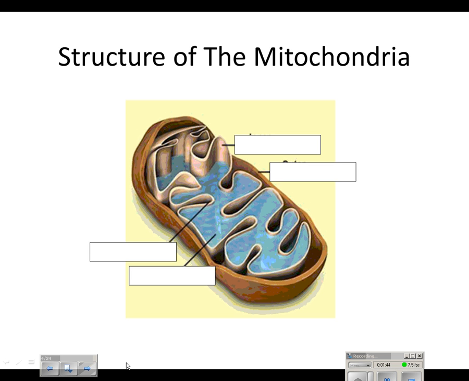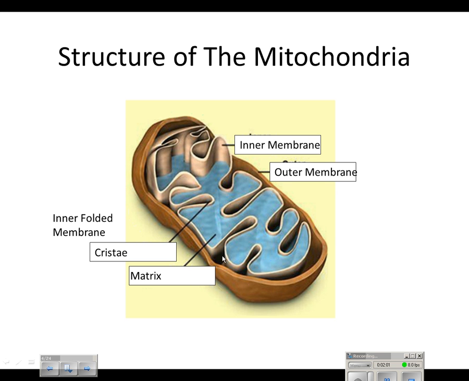So let's look at the mitochondria where all this takes place. Here's your overall structure. We have the inner membrane, which is in here. Remember, this is a double membraned organelle. And we have the outer membrane, which is this kind of outer shell. Then we have the cristae, which is the folds of the inner membrane. And then the matrix, which is this liquid-filled space inside this inner folded membrane.